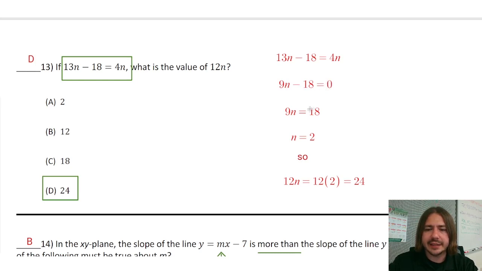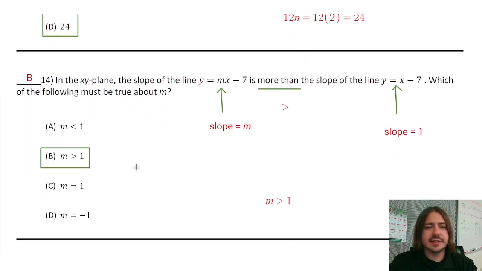I would add 18 here. See, now we have 9n equals 18. Then finally divide both sides by 9 to get n equals 2. Now the question is not asking what is n, though you do need to know what that is, but it's asking what 12 times n is. So if n is 2, then 12 times n would be 12 times 2, which is 24, and so the answer is D.